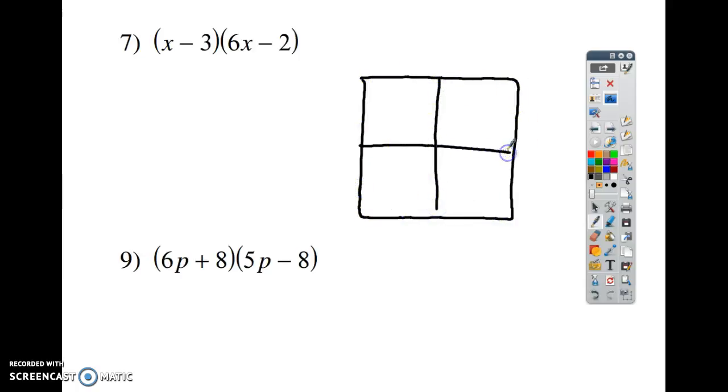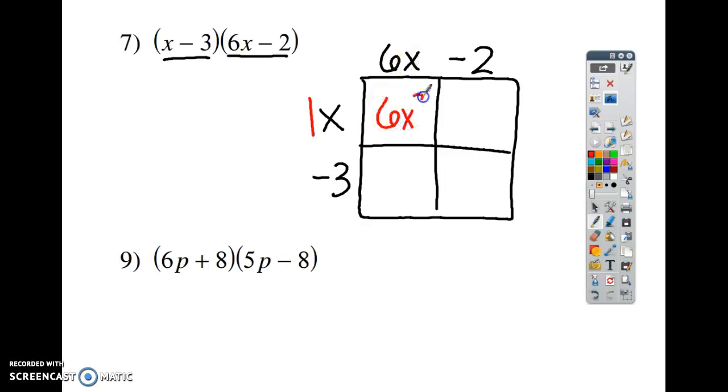The first term goes on the side, or wherever you want it, x minus 3, so you know that it's a negative 3. And then 6x minus 2 goes at the top. And you start multiplying. So just like multiplication tables. That's 1x times 6x is 6x squared. 1x times negative 2 is negative 2x. Negative 3 times 6x is negative 18x, and negative 3 times negative 2 is a positive 6.